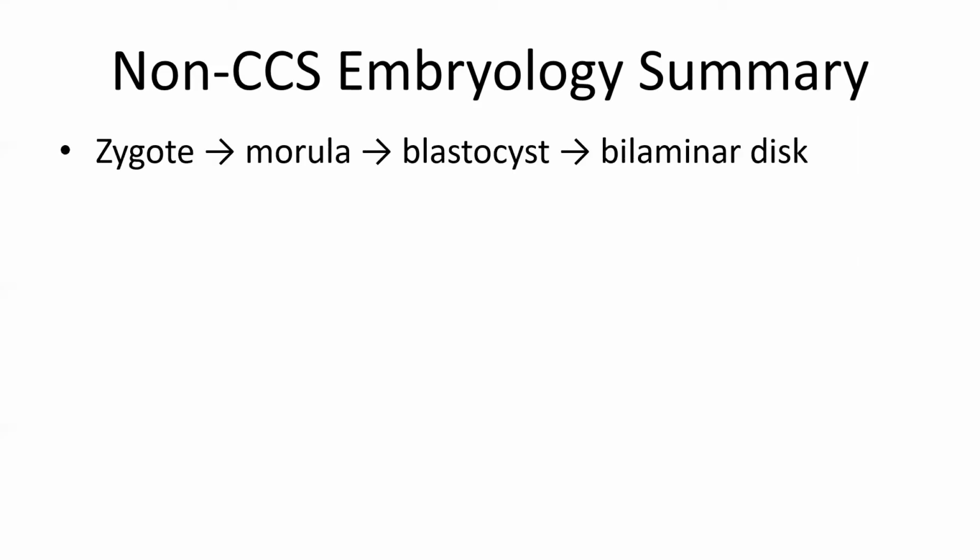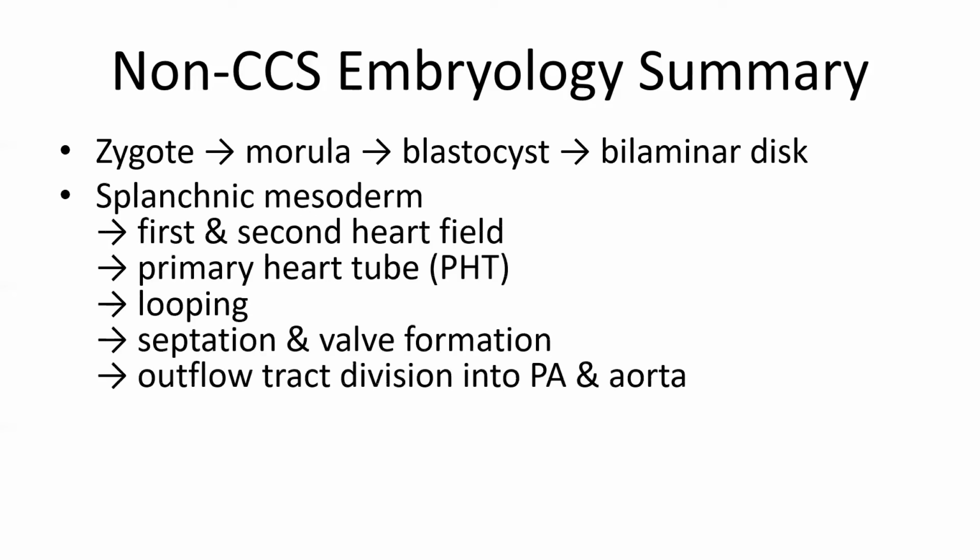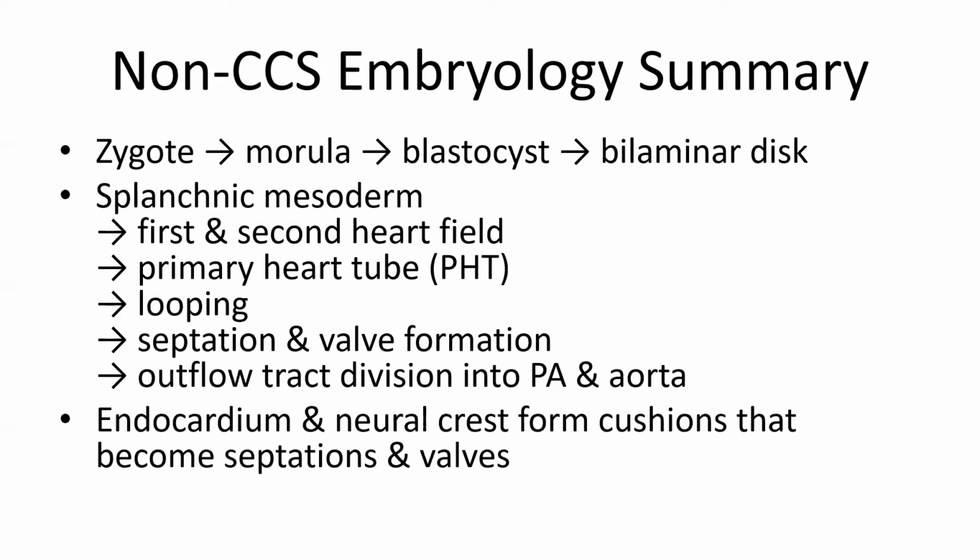So talking a little bit about the embryology of things here, I'm going to use the story of the embryology of the heart as a scaffold to tell the story, because I'm sure we've all heard the story several times before. In a couple of slides, I'm going to skip the early stages and go straight to the bilaminar disc. The development of the heart as a whole starts from mesoderm that forms the first and second heart fields, which then form the primary heart tube, that undergoes looping, and then septation and valve formation. Finally, the outflow tract forms the pulmonary artery and the aorta. And it's the endocardium and neural crest cells that form the cushions that become the septations and valves.